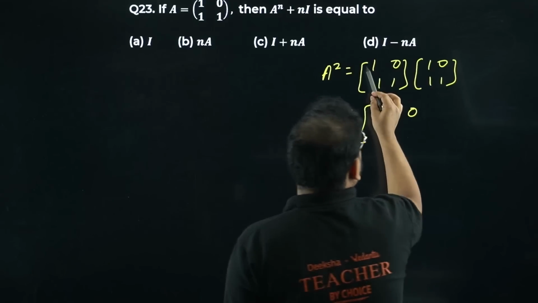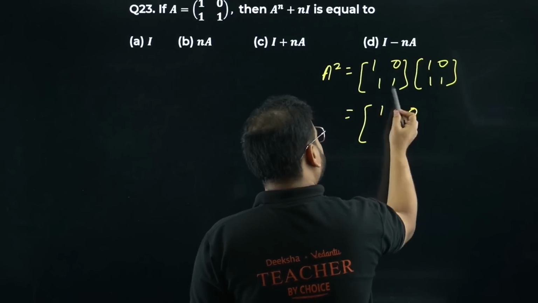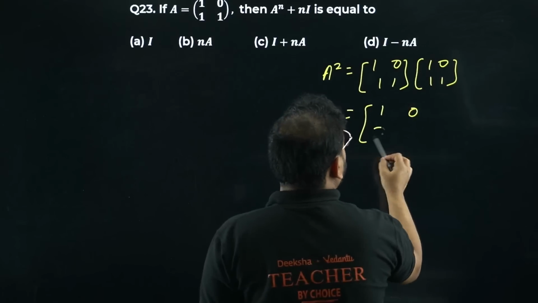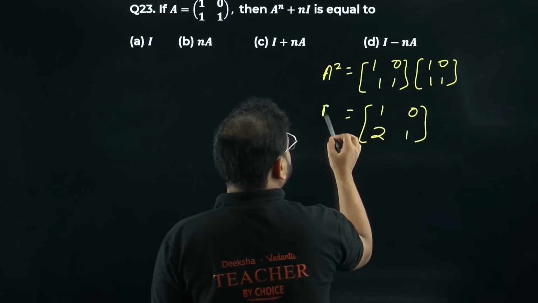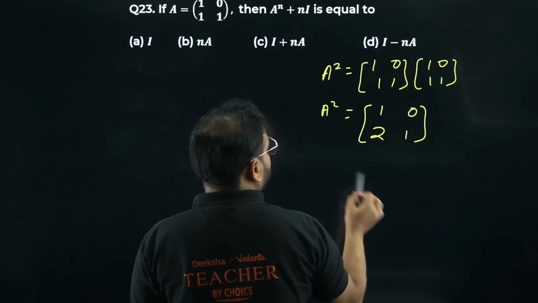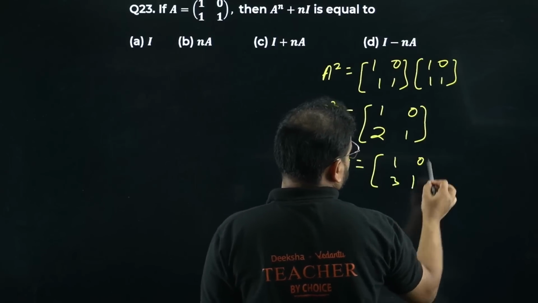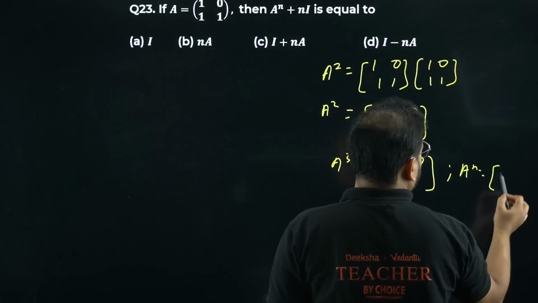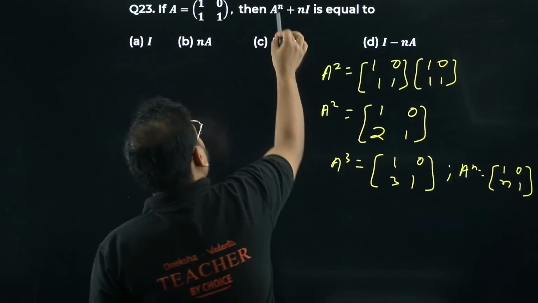0 into 1 will be again 0, and I get 1. Next, second row to the columns: 1 into 1 is 1 and 1 into 1 is 1, plus 1, I'll get 2. And 1 into 0 is 0, 1 into 1 is 1. So I get here A square as [1, 0; 2, 1]. If you do for A cube, you're going to get this as [1, 0; 3, 1]. Basically, for A^n, you're going to get [1, 0; n, 1].